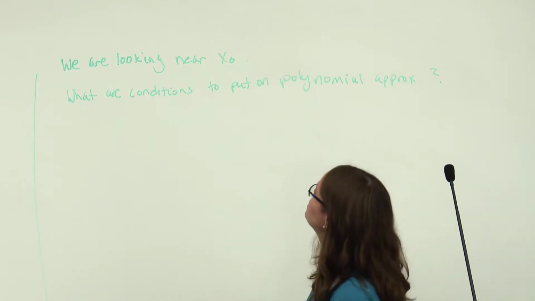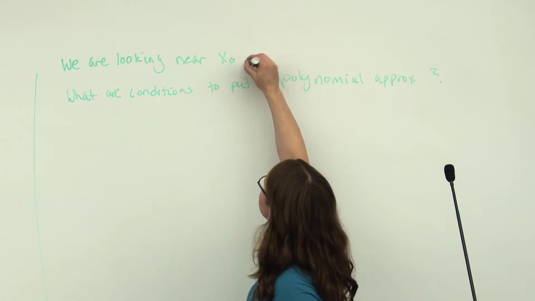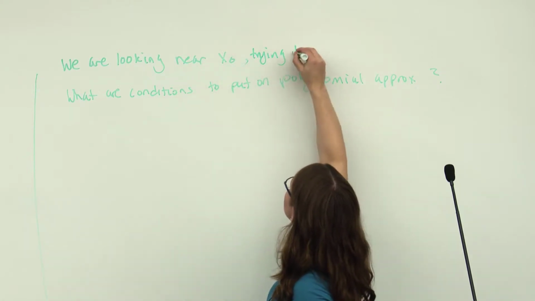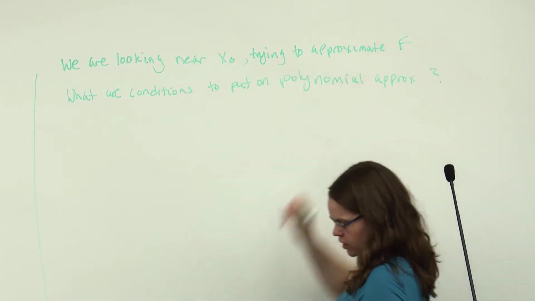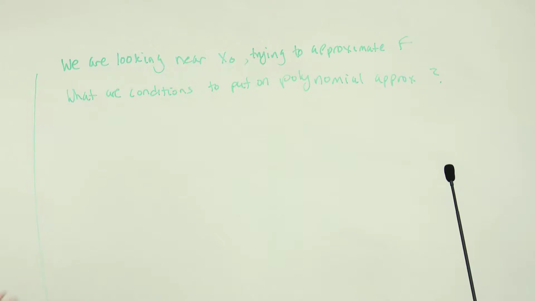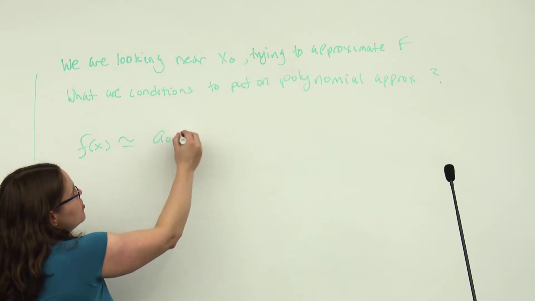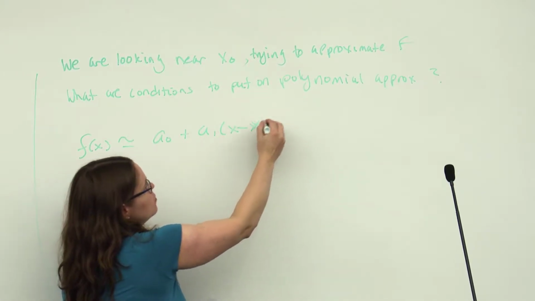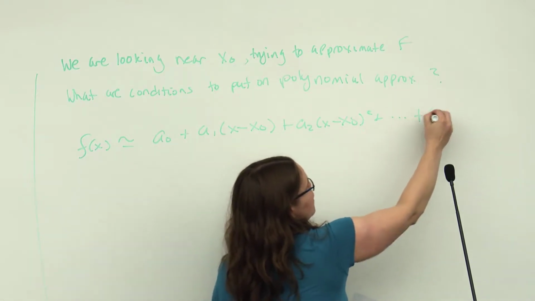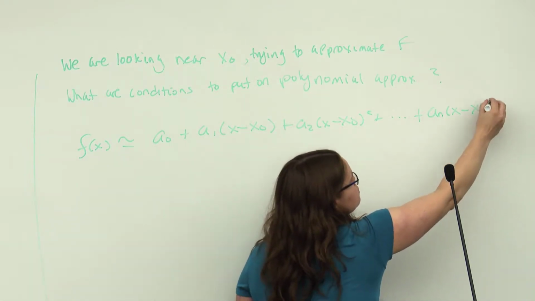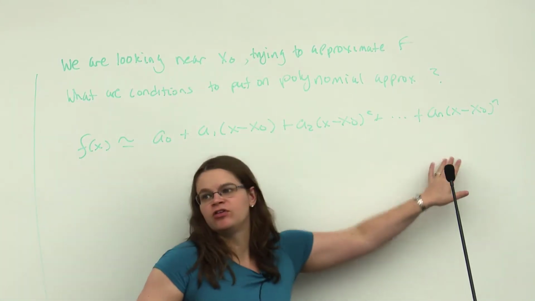We're trying to approximate the function f. So let me add this, trying to approximate f. So what we really want is that somehow f of x is approximately equal to some polynomial. Maybe an nth degree polynomial. And we need some conditions, some constraints that let us decide what these coefficients, what these a's are. Yeah?